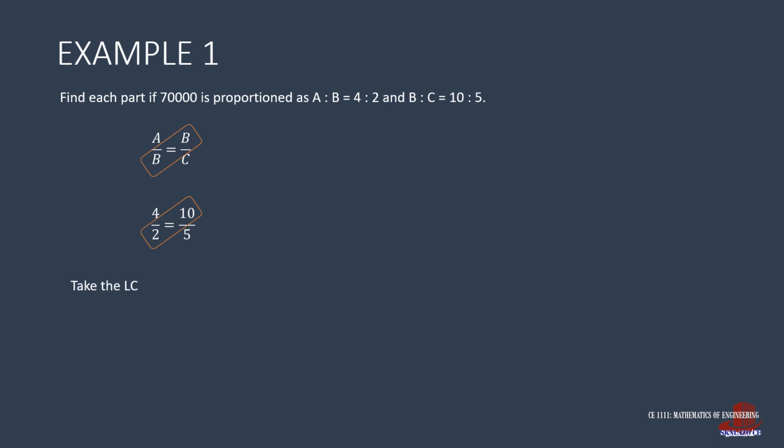That is done by taking the least common multiple of B. The LCM of 2 and 10 is 10. Then find the equivalent fractions with 10. First is 4 over 2 transformed to A over 10. 2 is multiplied by 5 to be 10. So A is then 4 times 5, which is equal to 20.